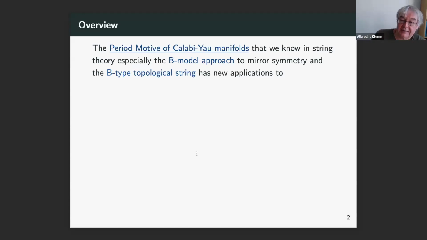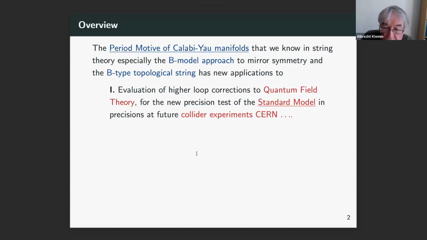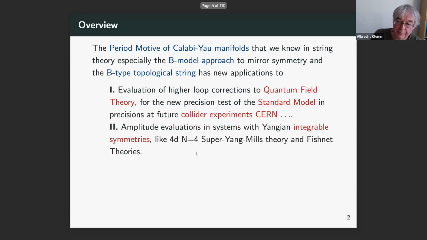And now we realized that it has some new applications to the evaluation of higher loop corrections to quantum field theory. So it's real physics. For instance, that is important for the precision tests of the standard model in future colliders. If they have more luminosity and make precision experiments, they also need some higher loop corrections to be evaluated in order to make contact with the experiment.